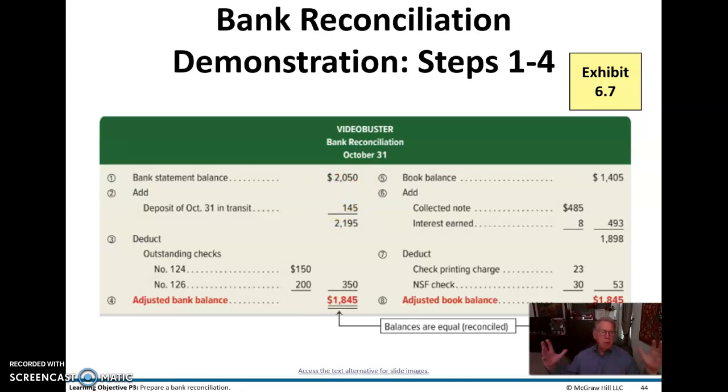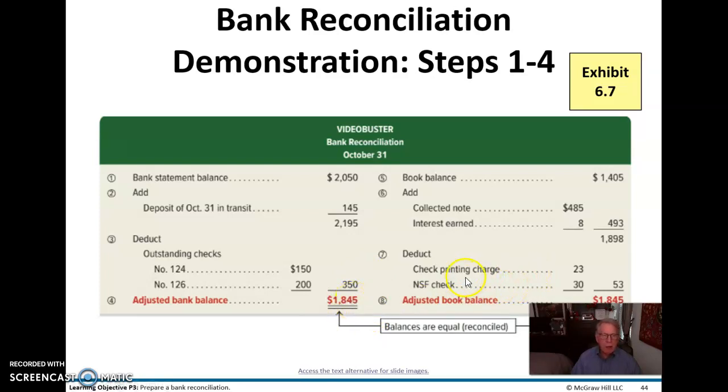There's like a big mail chute. Yeah. And we threw our little bag of deposits in that mail chute. The bank hasn't processed that yet. So we add that to the bank side. And any outstanding checks, I think I identified them there, number 124 and number 26, that haven't cleared the bank, we're going to subtract those as if they did clear from the bank. And we get an adjusted bank balance.